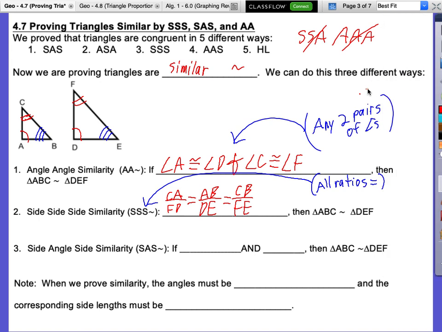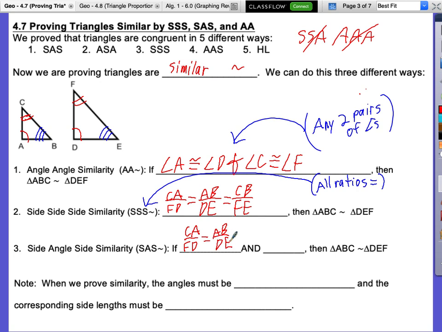Side angle side similarity. So we need 2 sides and how many angles? 1. And where is this angle going to be? In the middle. It's the included angle, right? So let's take 2 sides. Instead of making you say the sides again, we already said the sides earlier, so I'm just going to write the first 2. Side CA over side FD will be equal to side AB over side DE.